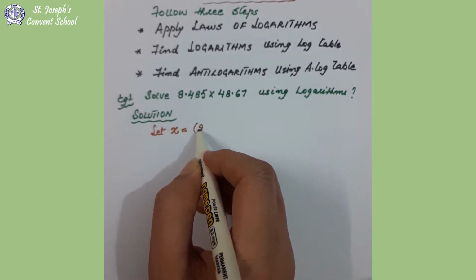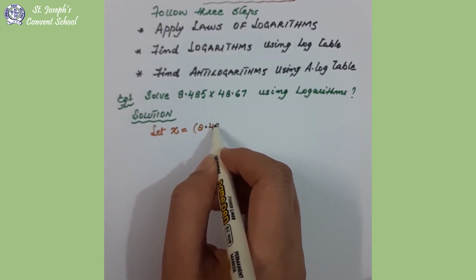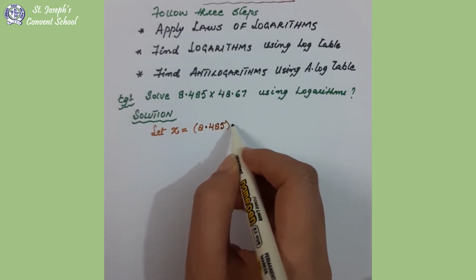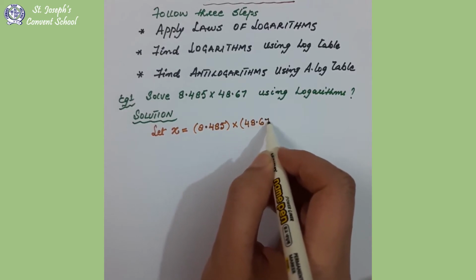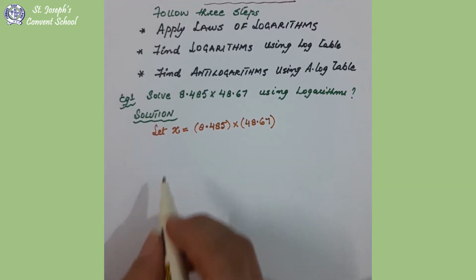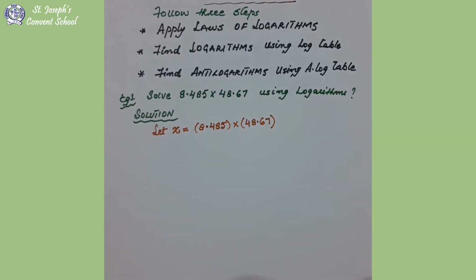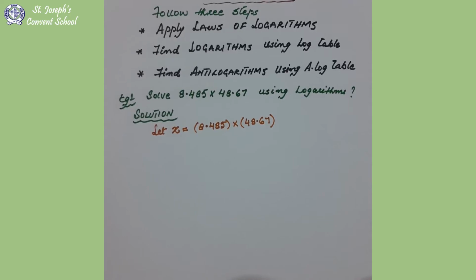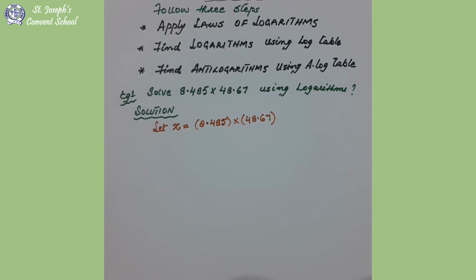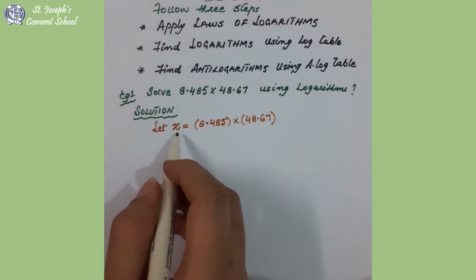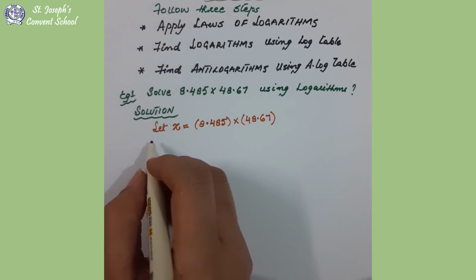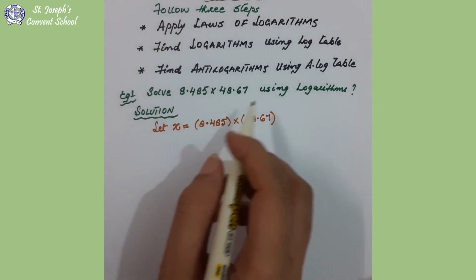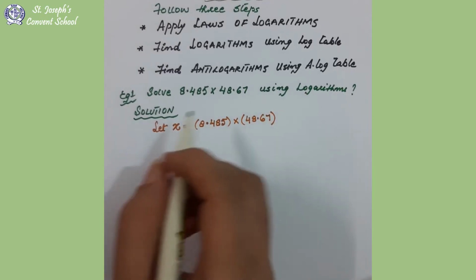Let x equal 8.485 into 48.67. So first step, in every question you have to suppose that it is equal to x, or you can suppose it as n. In your book x is given, that's why I am writing x here. In every question you have to do this. Then you will take log on both sides. Why take log on both sides? Because you have to solve it using logarithms.